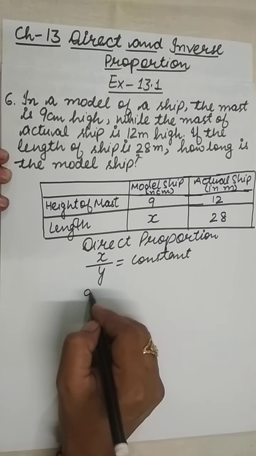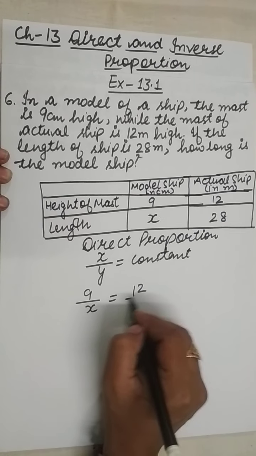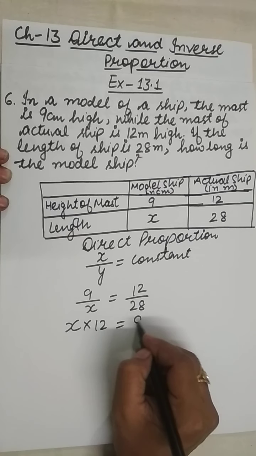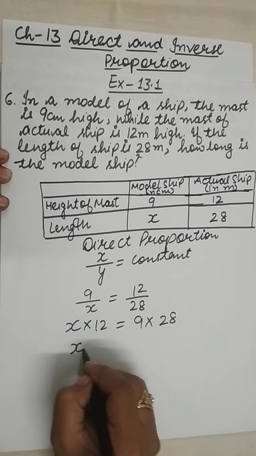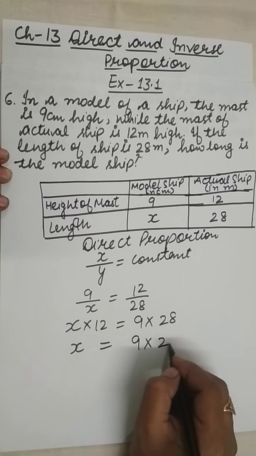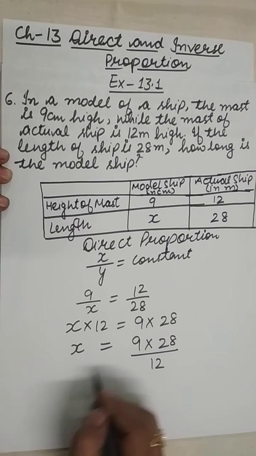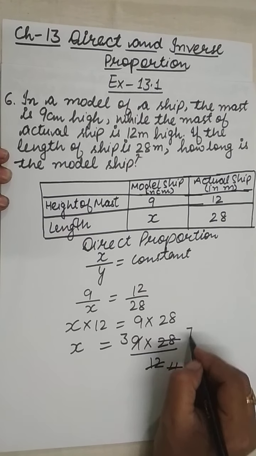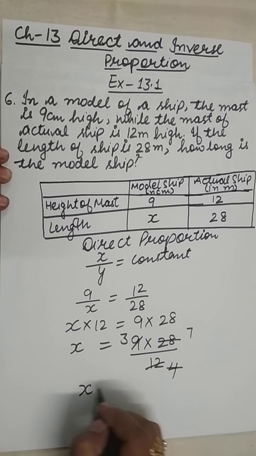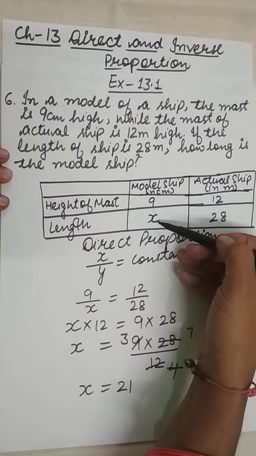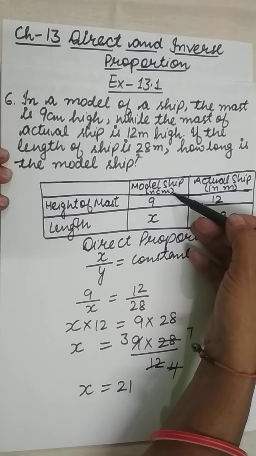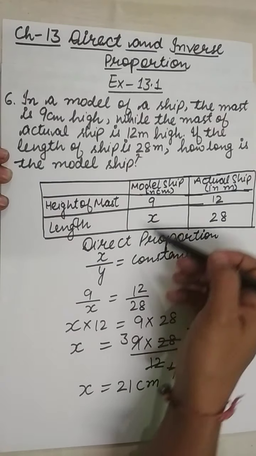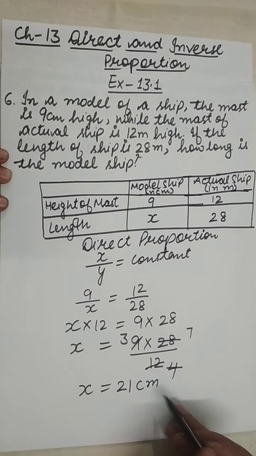That is 9 upon x is equal to 12 upon 28. So, x multiplied by 12 is equal to 9 multiplied by 28. That is x is equal to 9 multiplied by 28 divided by 12. 3 3s are 9, 4 3s are 12, 4 7s are 28. So x must be equal to 21. It must be centimeter as the dimensions of the model ship is in centimeter. So the length of the model ship will be equal to 21 centimeter.